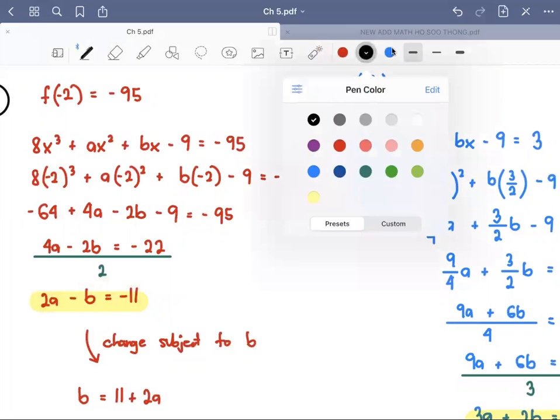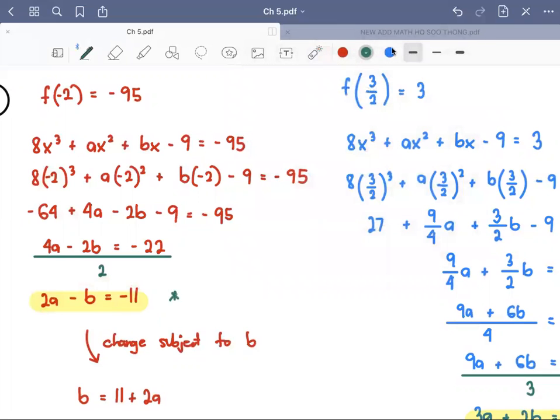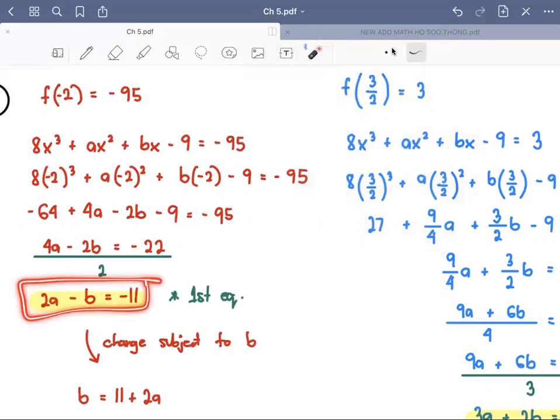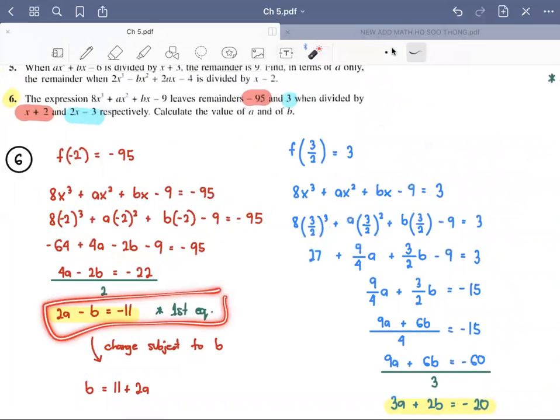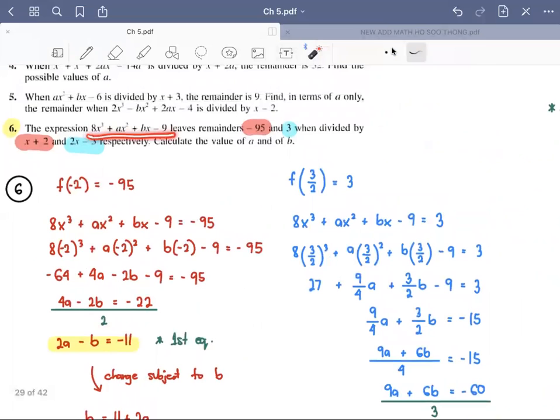So this is my first equation. All right, so that's it. My first equation. How about the second equation? So for the second equation, again, this expression is divided again, right? So that's why it's the divisor. The second divisor is 2x minus 3, and then the remainder is 3.